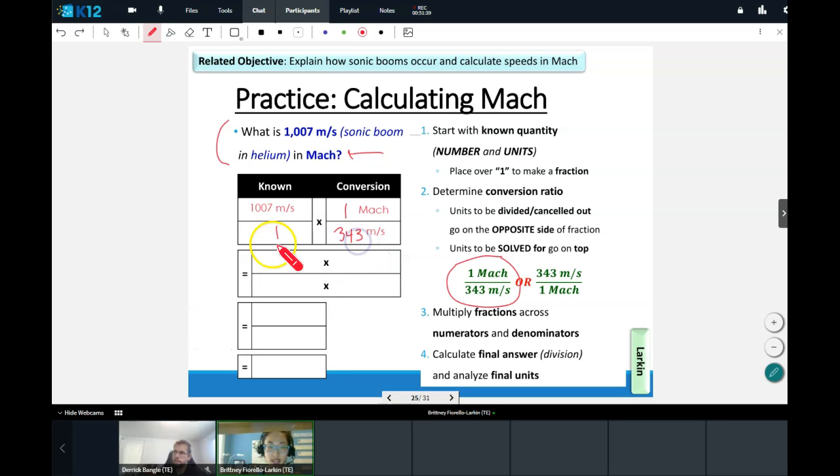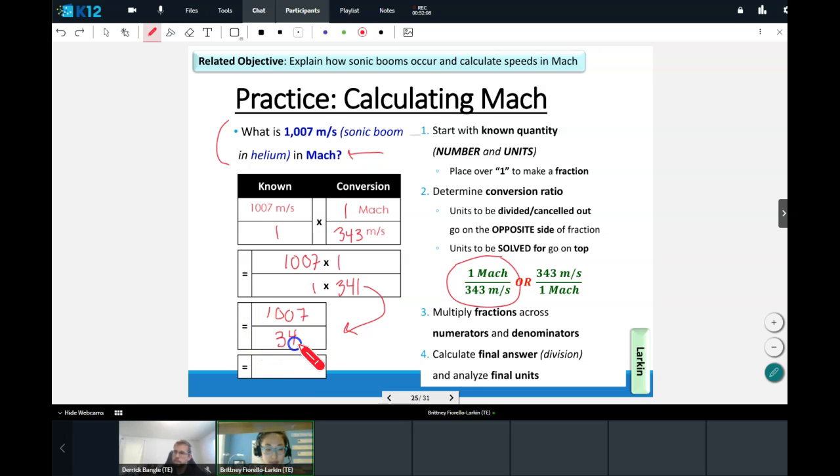Now, just math time. So on top, we have 1,007 times 1. Tell me in the chat, what does that equal on top? What is 1,007 times 1? Yeah, that's easy. 1,007 times 1 is just 1,007. Excellent. And on the bottom, what is 1 times 343? Yeah, that just equals 343.